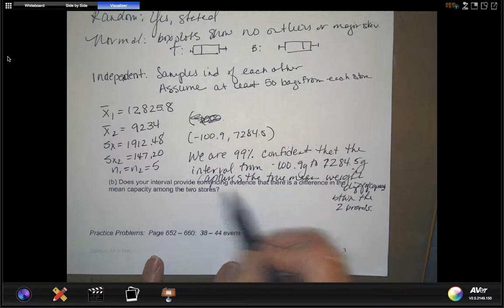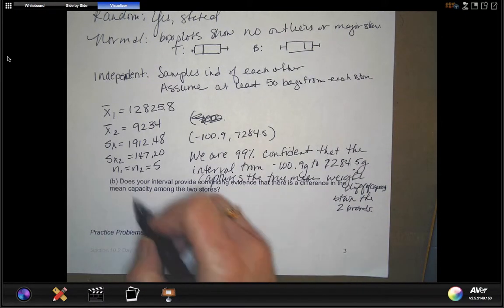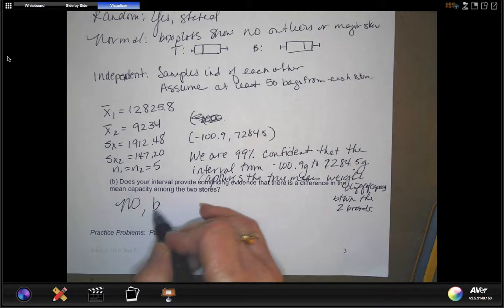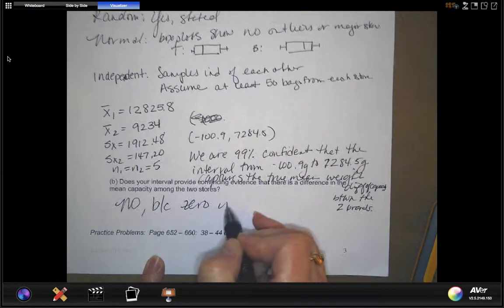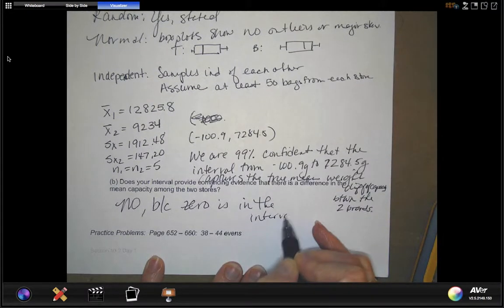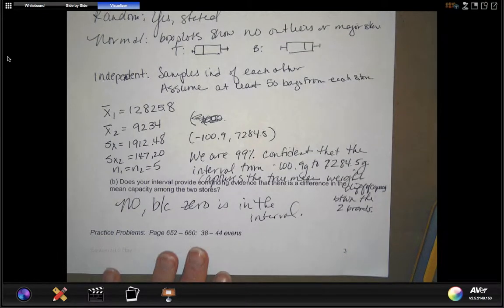Does your interval provide convincing evidence that there is a difference among the two stores? So no, because 0 is in the interval. Okay? And that is that for this lesson.